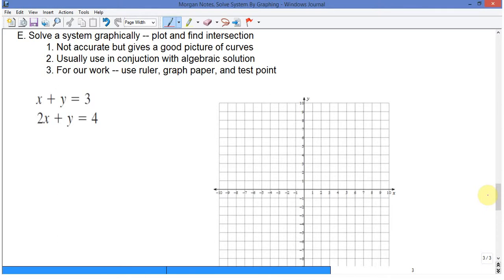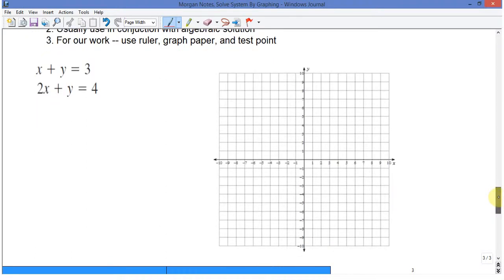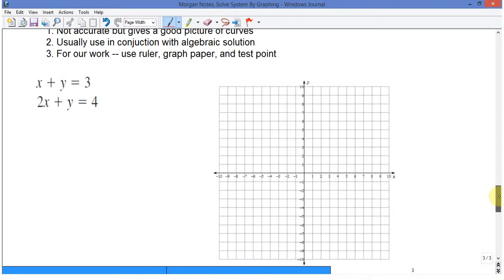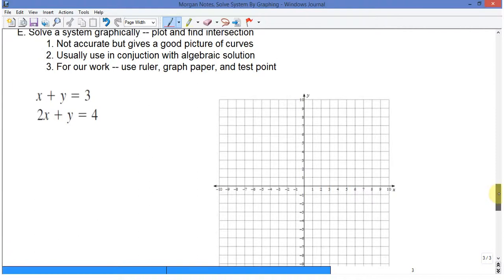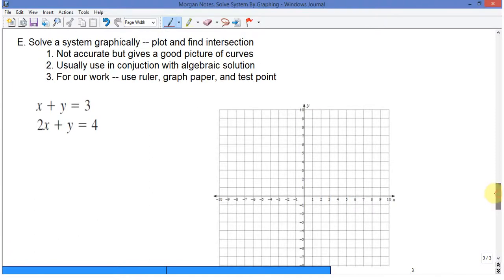And you're going to have to use a ruler. Now I don't have one, and since this is a tablet PC, I'll have to draw this by hand, so I may not get accurate solutions, but you're going to get an idea of how to do it. Also, it's always a good idea to test the point when you're done to make sure it works in the equation. Once again, both would have to be true. So let's go ahead and graph this. I'm going to use the intercept method.